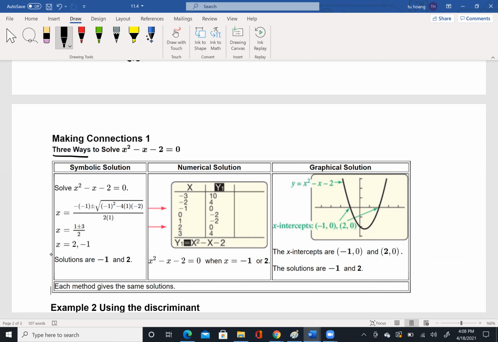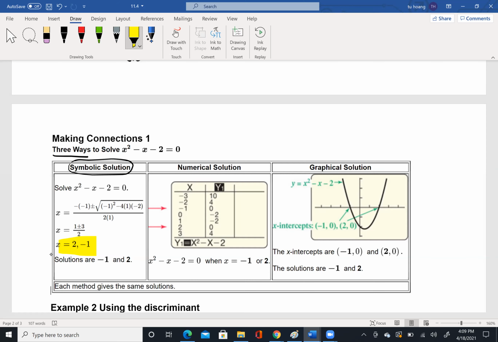The first way is what we call the symbolic solution. We use the quadratic formula, which is x equal to negative b plus or minus the square root of b squared minus 4ac, over 2a, and I'm going to have x equal to 2 and negative 1.